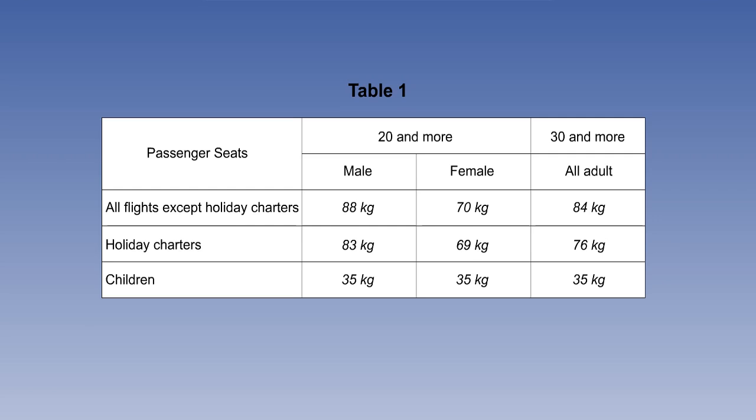Where an aeroplane has 20 passenger seats or more, Table 1 in EU OPS 1 is used. Note that it is split up into male and female columns, but as an alternative, the third column can be used for all adults if there are 30 or more passenger seats available. The holiday charter flight means a charter flight solely intended as an element of a holiday package.